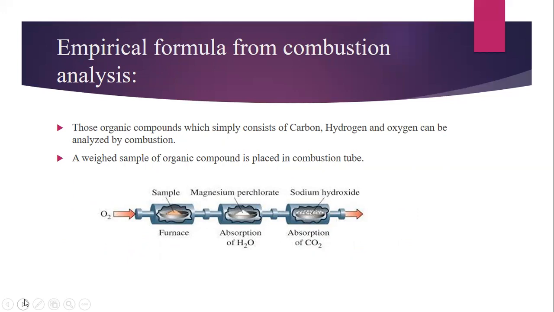These gases are absorbed in magnesium perchlorate and 50% sodium hydroxide. The difference of masses of these absorbers gives the amounts of water and carbon dioxide produced. The amount of oxygen is determined by the method of difference.